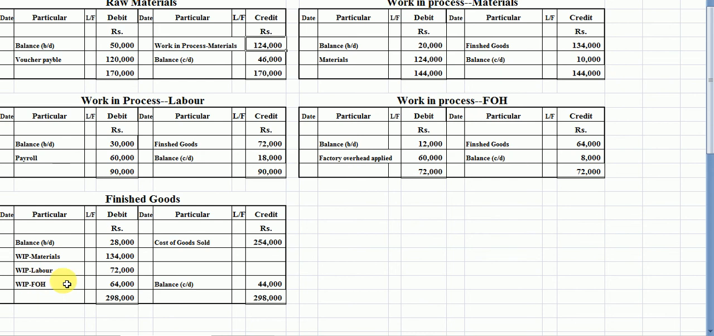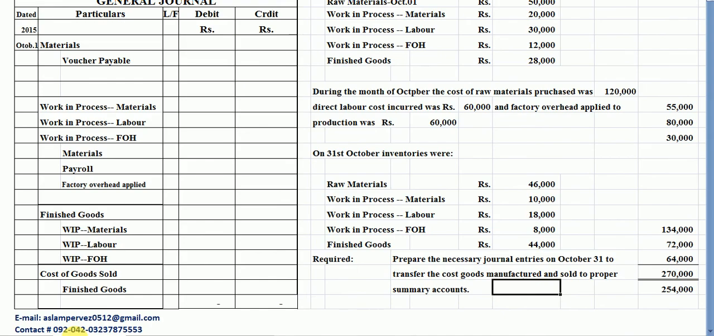Working process labor is 72,000 rupees. Here is 72,000 rupees which is charged to finished goods here. Now working process FOH is 64,000 rupees here. This is charged to the finished goods, 64,000 rupees here. The closing balance is 44,000 rupees. The difference is charged to the cost of goods sold, 2,54,000 rupees here. Now students, this is the additional working which has been done in front of you, and now we will move to the main slide to pass all the entries in the journal.